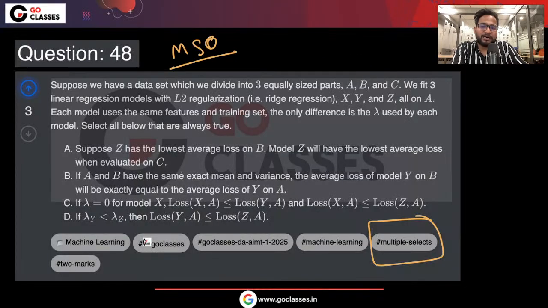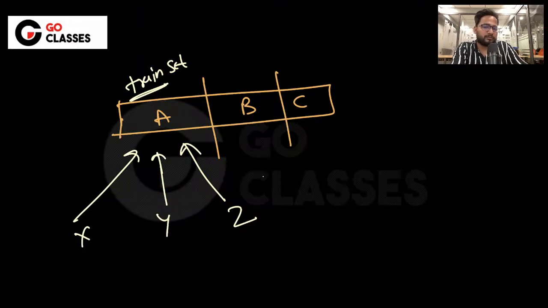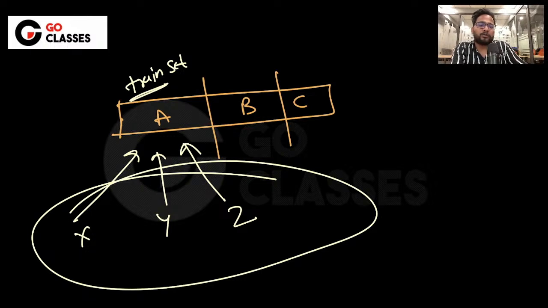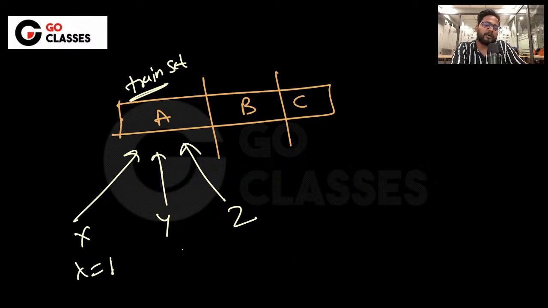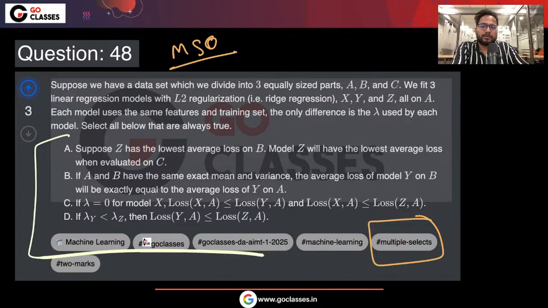Now X, Y, Z, they're saying that they differ. The only difference is the lambda used. They all use the same regularization, which is L2. The lambda value could be 1, 0, 2, or anything. They have not given in the question what the lambda value is, but what they're saying is that the difference is only the lambda values. This is the MSQ question. It is a nice question. How many of you were able to solve it correctly? Tell me.